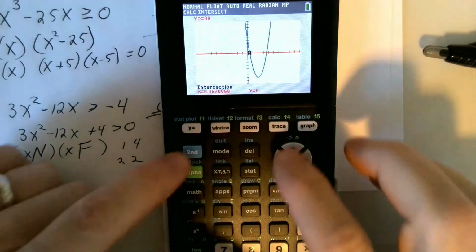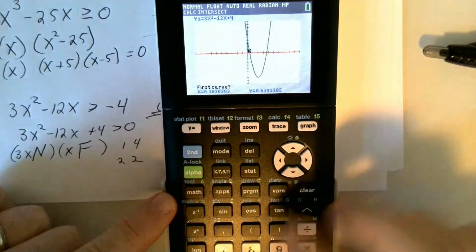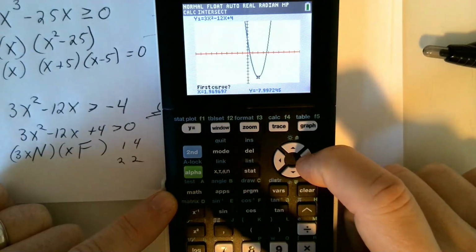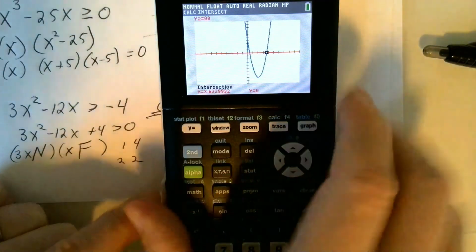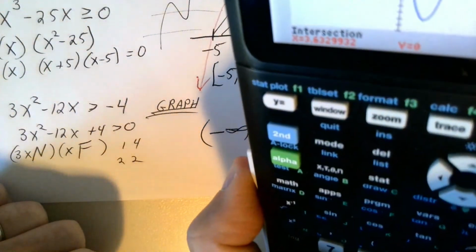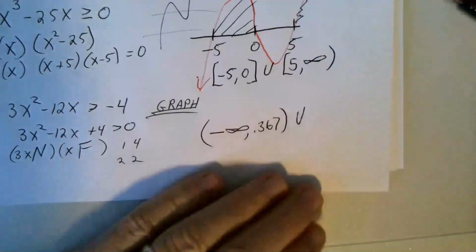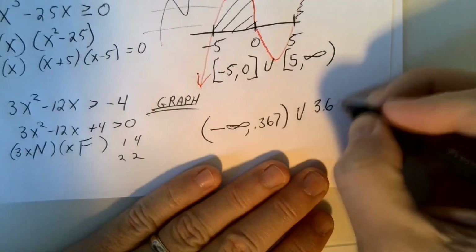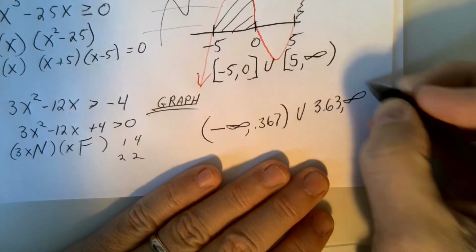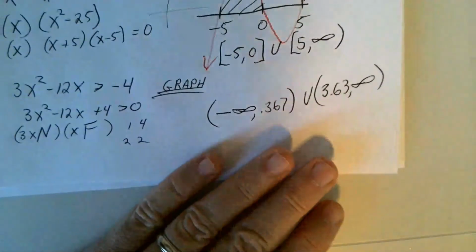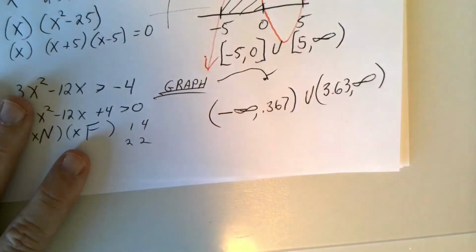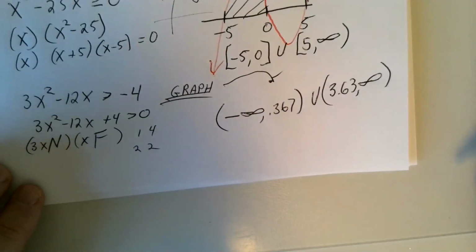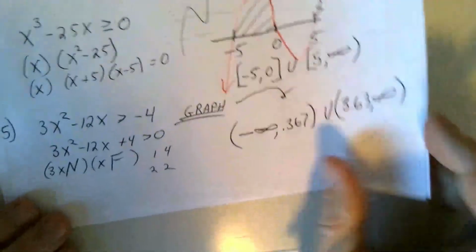The other little branch. So second trace, number 5. Move your cursor over here, like that. Enter, enter, enter. And I got 3.63. So from 3.63 comma to infinity, just like that. So those are my two things, my two solutions for that inequality.